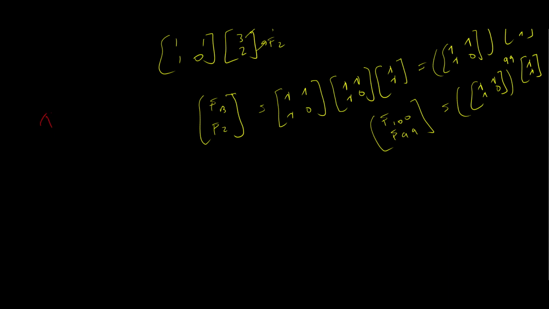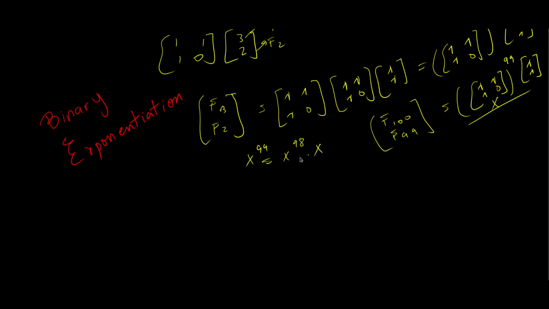However, if you are familiar with binary exponentiation, then a bell may have rung in your head when you saw this. Like in this example, we want to calculate this matrix, I'll just call it x again, raised to the 99th power. So you can see this as being equal to x raised to the 98 times x, but you can also see this as being equal to x raised to the 49th power times x raised to the 49th power times x.